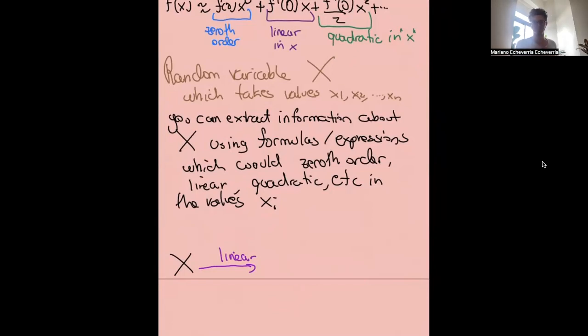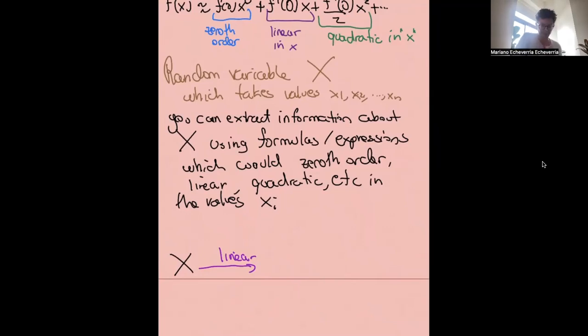There was an expression of the random variable that is kind of linear in the values xi, right? What was that? Yeah, the expected value. Good.